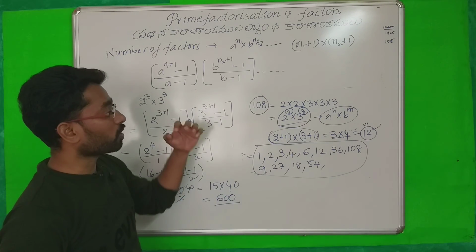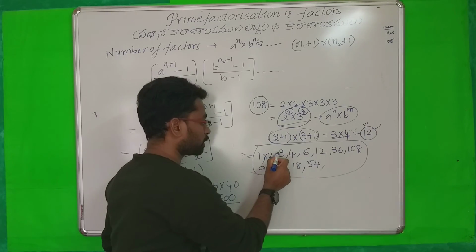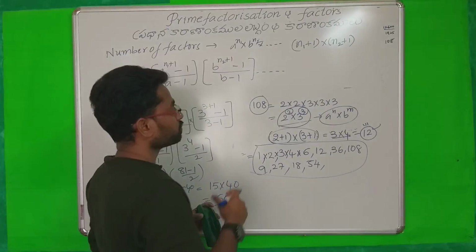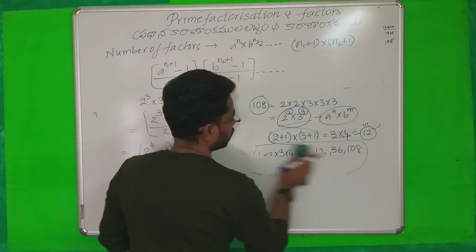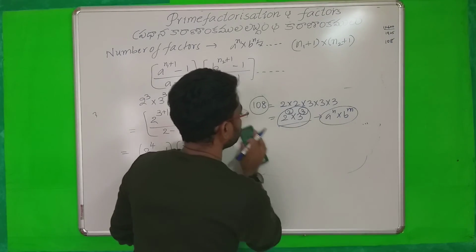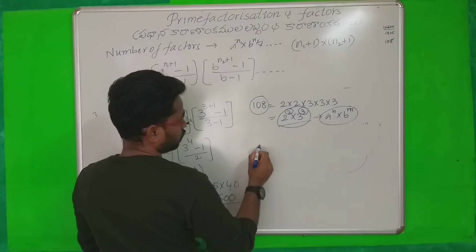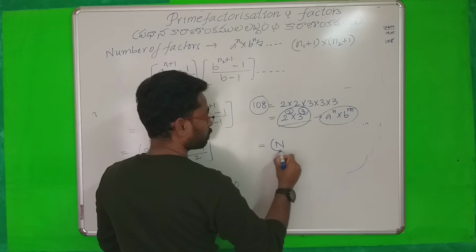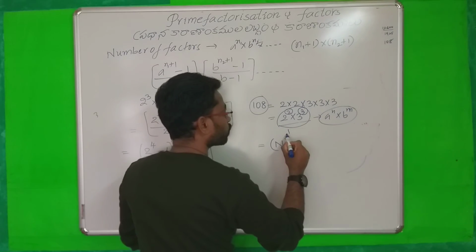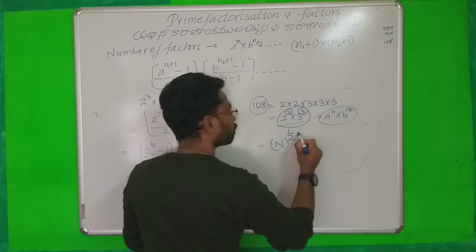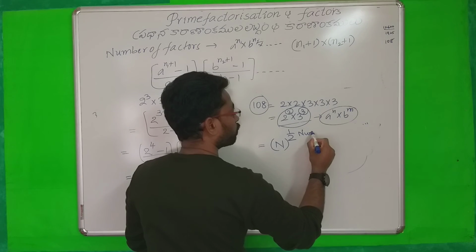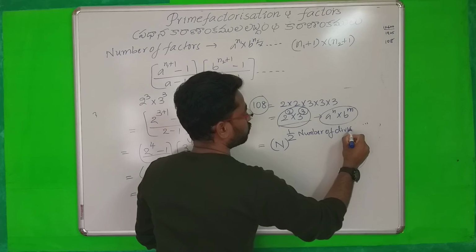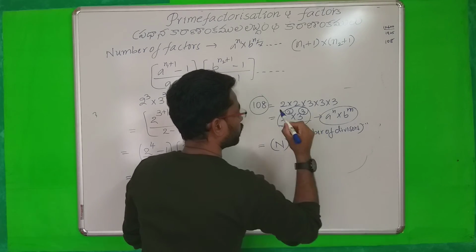Okay, next, product of divisors also. By multiplying all these, how much will you get? It may be lengthy, but I am going to explain the process. So what is the process? The product of divisors equals the given number, with exponent half of the number of divisors. If you find the number of divisors, you can say it easily.